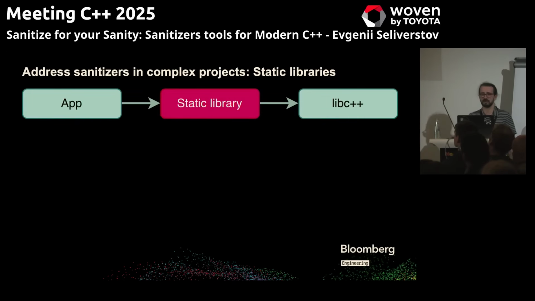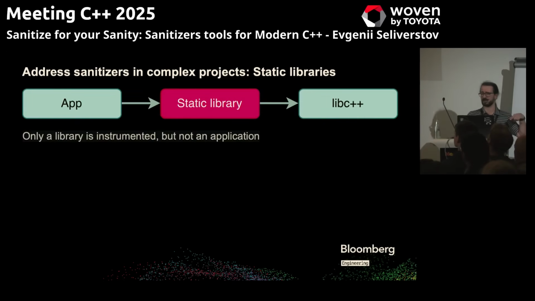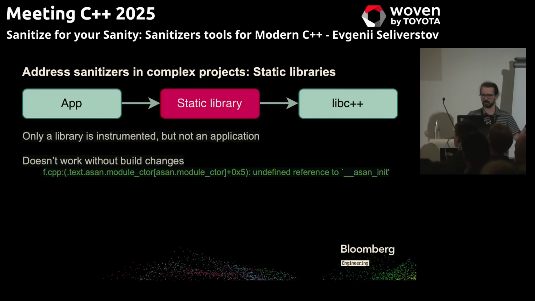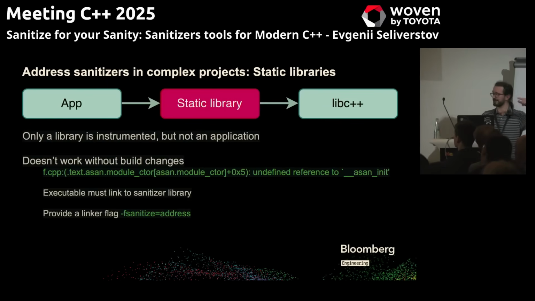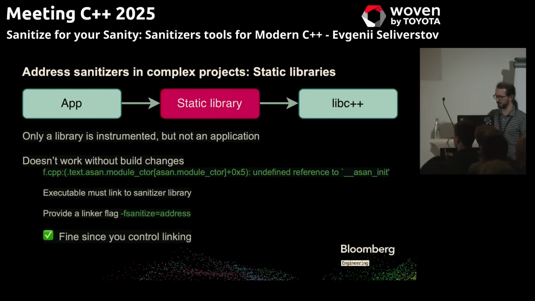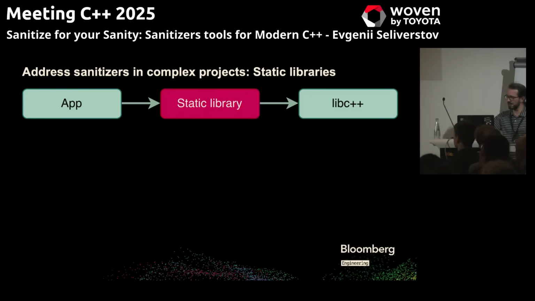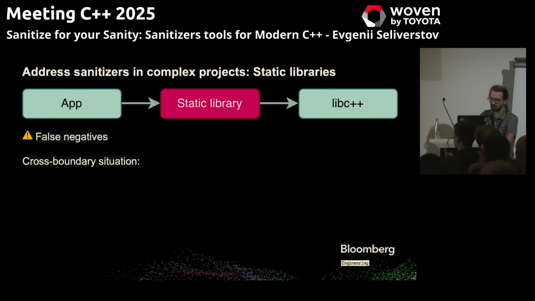Another scenario: we don't instrument the application, but we instrument only the static library. So what should be done here? First of all, it doesn't work without build changes because we need to link the sanitizer library. So we don't instrument code, but we still need to specify -fsanitize=address as a linker flag because it links to the runtime. It's fine because we can control linking since we are building the application. Then, if we have a static library, we can easily get a false negative.